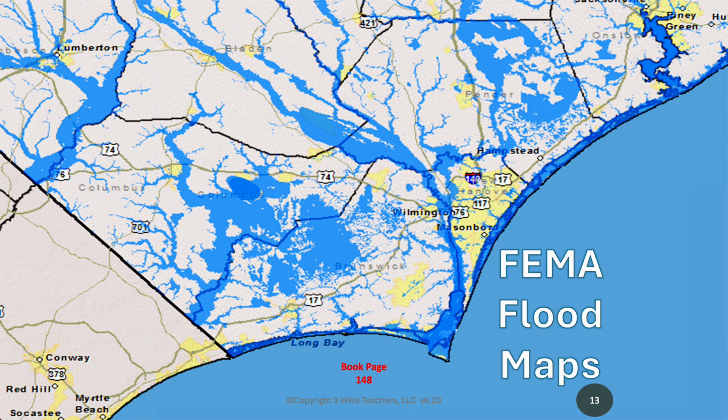So FEMA draws the flood maps, and you can find these flood maps pretty easily at FEMA.gov. There are other sites that do this, and in your county, they would also have flood maps as well. But FEMA.gov is a fairly user-friendly way to find out where the flood areas are, flood hazard areas are.